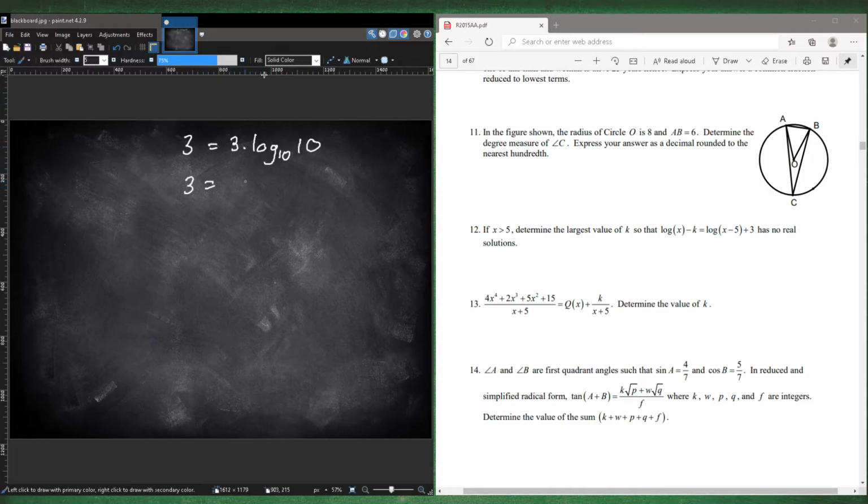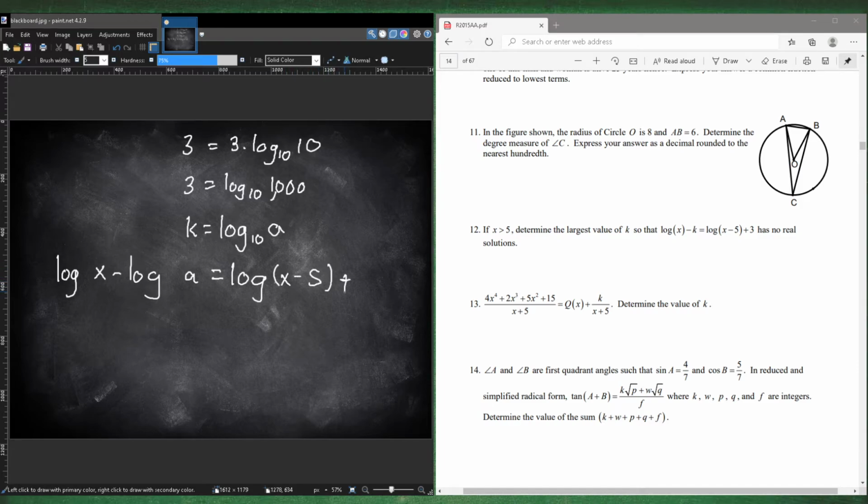So in a way, using log power rules, that means log base 10 of 10 to the power 3 is the same thing, and 10 to the power 3 is just 1,000. Okay, and let's say k is also some kind of log, and we could call that log base 10 of x or something. It doesn't really matter. Well, actually, since they already use x, let's say log base 10 of a. So then from here, we have log of x minus log of a equals log of x minus 5 plus log of 1,000, right?